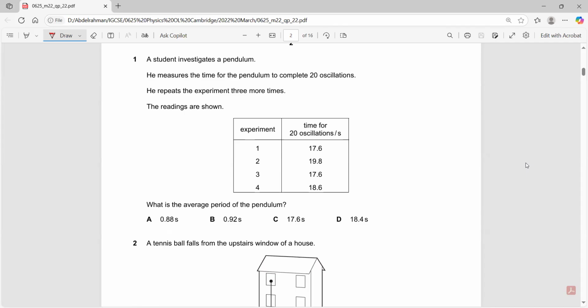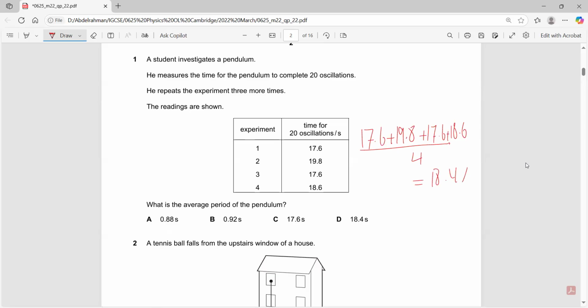Yes. Can I add the numbers? 17.6 plus 19.8 plus 17.6 plus 18.6 divided by what? Divided by 4. This will give you a total time of, I guess, 18.4. Okay, let me calculate it again quickly. 17.6 plus 19.8 plus 17.6 plus 18.6 divided by 4. Yes, exactly, 18.4. So is the answer D?